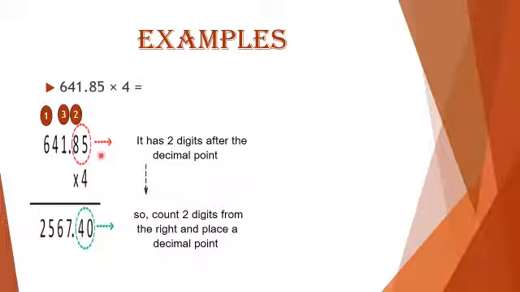Now we look at this number. It has 2 digits after the decimal point. So in order to place the decimal point in the answer, we count 2 digits from the right and then we place the decimal point, 1, 2. Then the answer is equal to 2567.40, which equals 2567.4, since zeros after the point are useless.